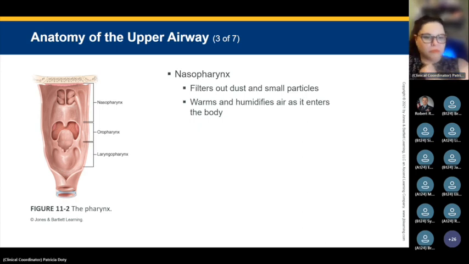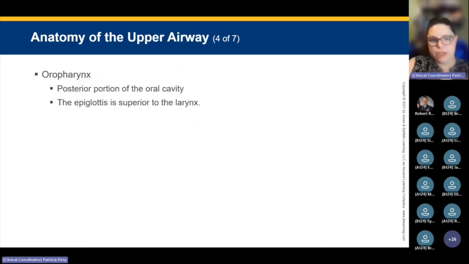All right, the oropharynx is the posterior portion of that oral cavity. So it's not like inside the mouth right here. It's kind of towards that back area. And then the epiglottis, that's that hangy ball thing. Okay, not gonna lie, that's what I grew up calling it, the hangy ball thing in the back of the throat.